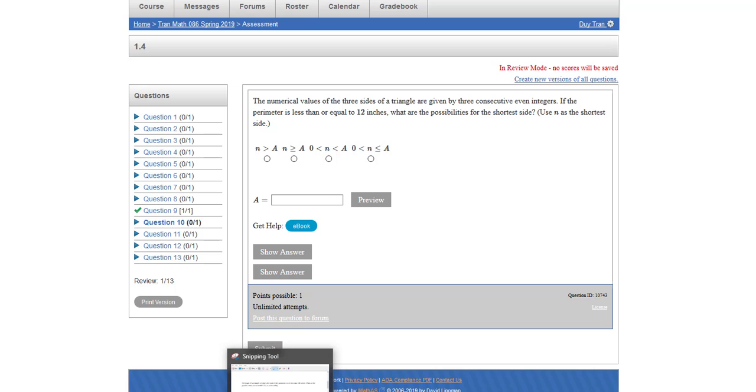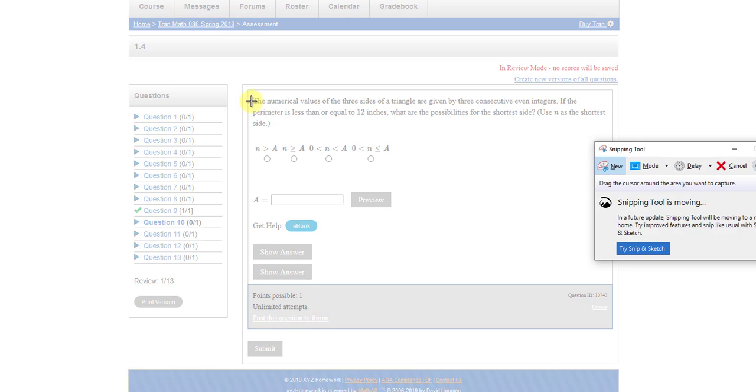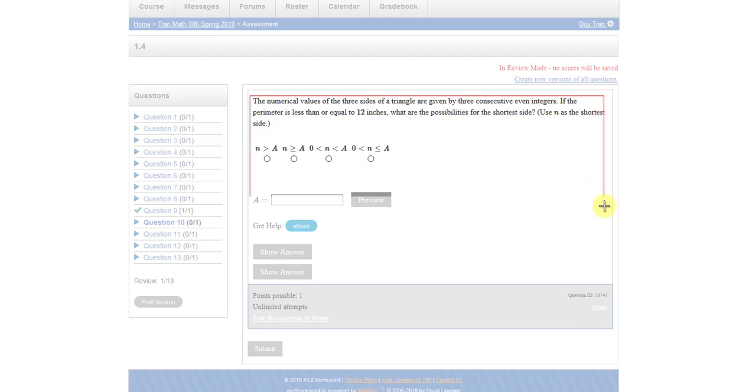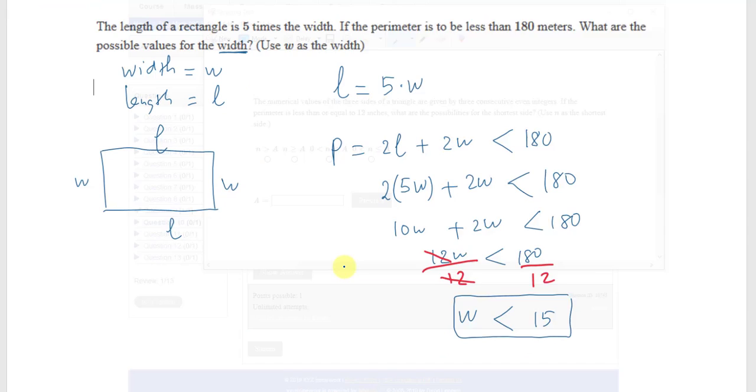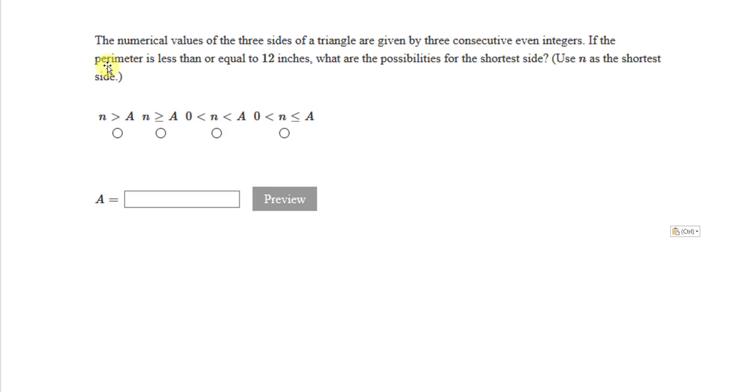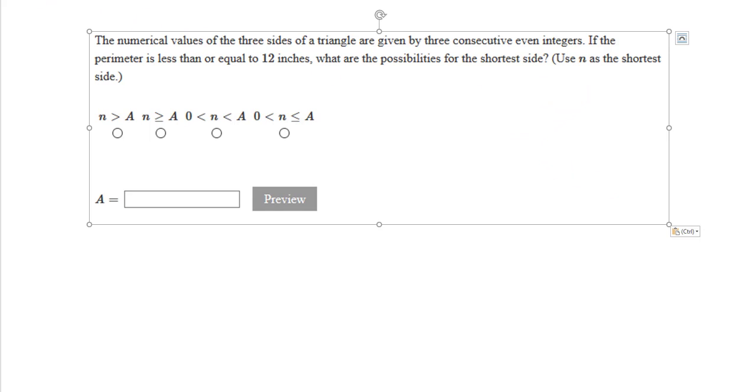Okay, let's copy this one, and then I'll do it here. Let's try it. We know that in this case, we are given a triangle, the three sides of a triangle. So let's draw the triangle.